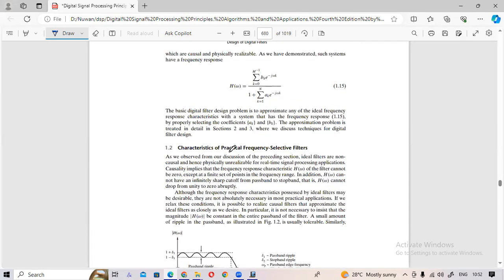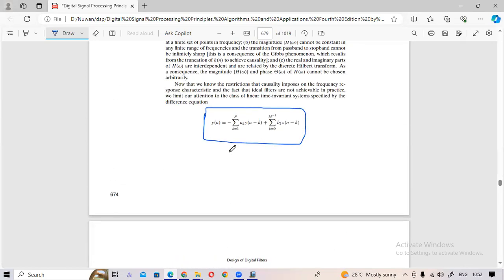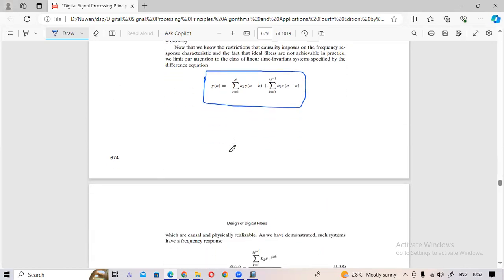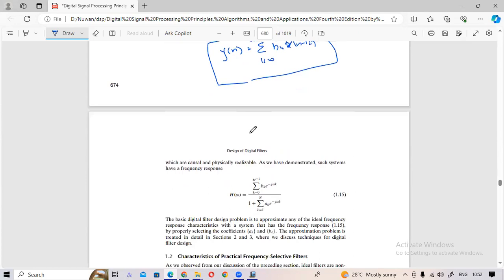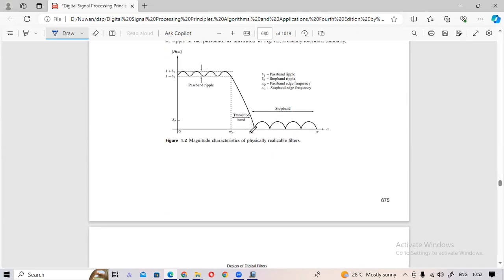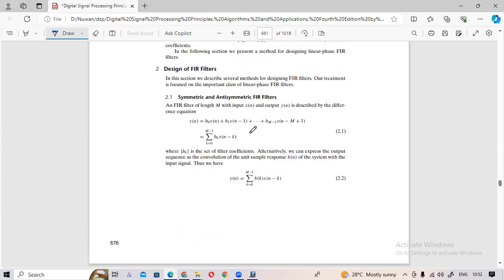And the FIR filter can be represented like this: y[n] equals sigma k from 0 to N minus 1 of b_k x[n-k]. In this way we can represent a FIR system. So the FIR filter can be represented like this.